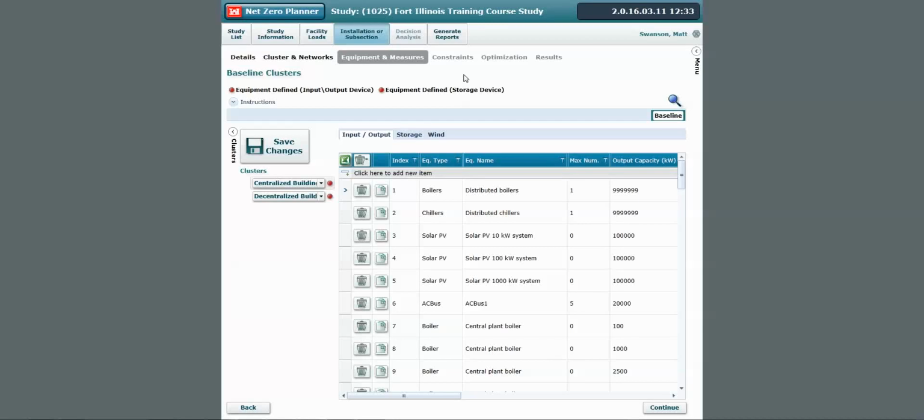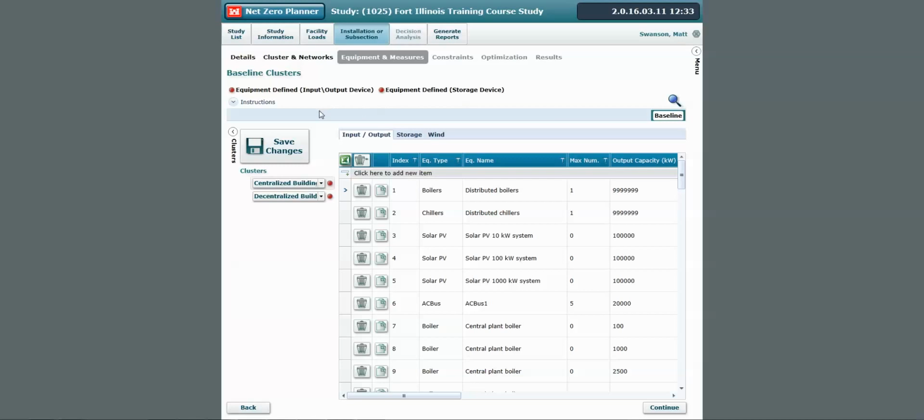The Equipment and Measures page contains a lot of information. Let's take a minute to just talk about how this page is set up. One of the first things you'll notice are the red dots that are shown here. This just means that the information on this page hasn't been saved yet. We won't be able to progress until we save the information.